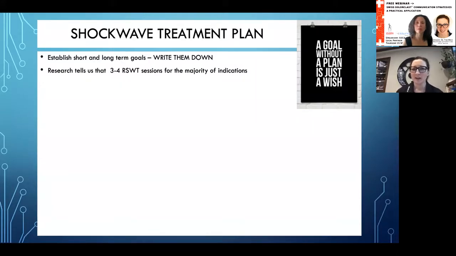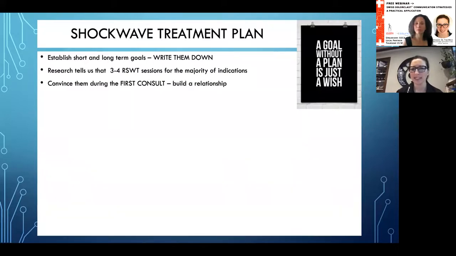Research tells us 3 or 4 shockwave sessions for the majority of indications. So keep in mind that potentially some people respond in 1 treatment, amazing, but not often. Some people in 2 are great. They're almost back to normal. But some people need 3, 4, some people need 8 or 10. So I tell them 3 or 4, then we always reassess. Convince them during the first consult, build a relationship.